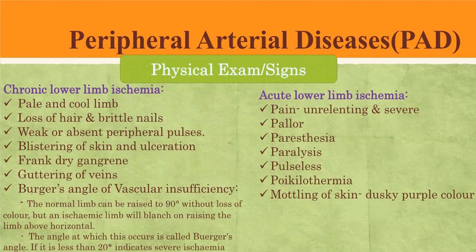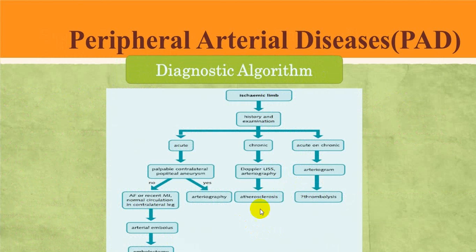Physical examination should be done. We have done all these parts before. And this is the diagnostic algorithm we already mentioned before. Any person in whom the history is suggestive of ischemia, or what we call peripheral arterial disease, you will have to differentiate into 3 groups: acute, or chronic, or the person had already chronic and now has got acute symptoms. So acute on chronic, and if it is acute on chronic, arteriography should be done and he should go for thrombolysis. In case of chronic, you can use Doppler, ultrasound, followed by arteriography, and then you can have treatment for atherosclerosis and preventive measures.